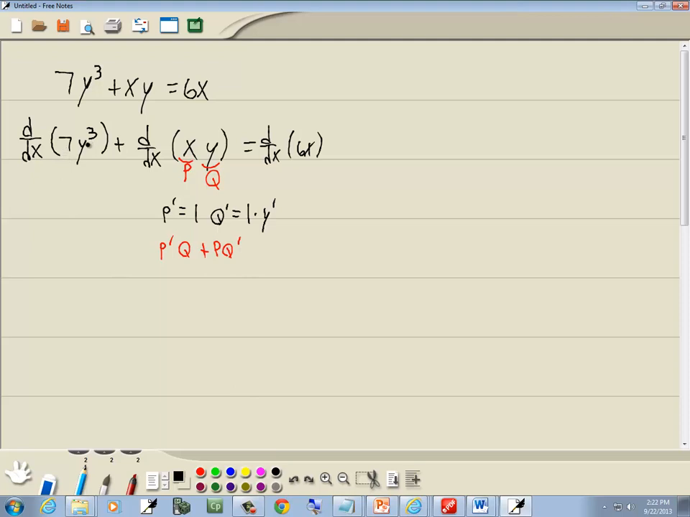Well, the derivative of 7y to the third. 7 stays out in front. Y to the third, you take your power, put it out in front, lower it by 1. But since we're taking a derivative with respect to x, and it's really a y, we have to put a y prime on there. Okay, now we'll plug in p prime, q, and p and q prime. P prime we said is 1, so we've got plus 1 times q, which is y, plus p, which is x, times q prime, which was y prime, equals the derivative of 6x, which is 6.